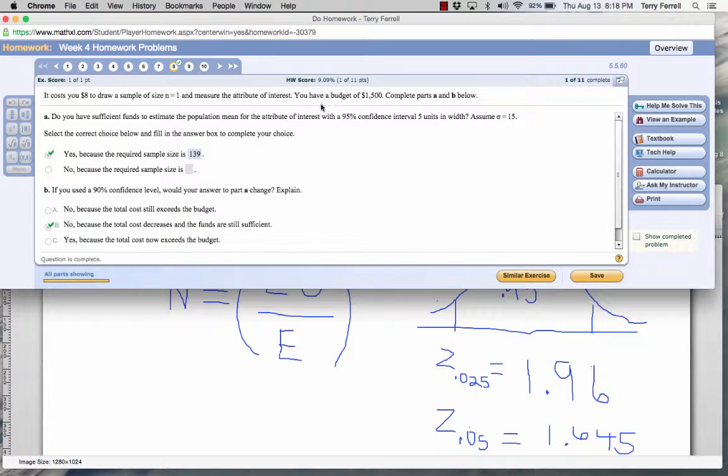Without even looking at anything, they're giving me the cost per n value and a budget. I know I'm looking for how many I should sample. Here it says, do you have sufficient funds to estimate the population mean for the attribute of interest with a 95% confidence interval, 5 units in width? Assumed standard deviation 15. Select the correct choice below and fill in the answer box to complete your choice.